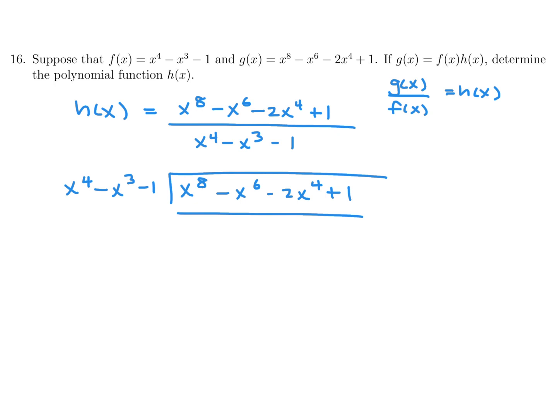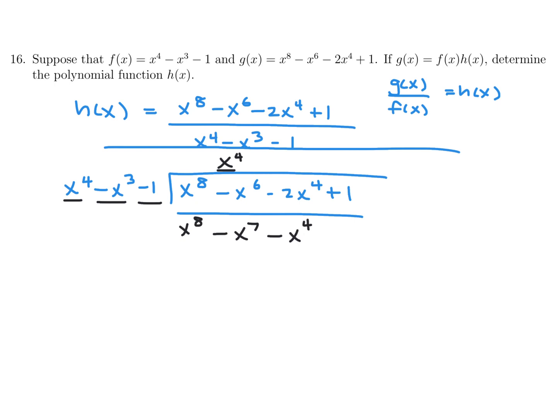Okay, here we go. Let's see what we get. So how many times is x to the power of 4 going to x to the power of 8? I believe x to the power of 4 times. So then I'll multiply x to the power of 4 times this, that is x to the power of 8. X to the power of 4 times that would be, hold on, x to the power of 7, yeah. And then x to the power of 4 times this would be just x to the power of 4, I believe. Okay, so now subtract these guys.